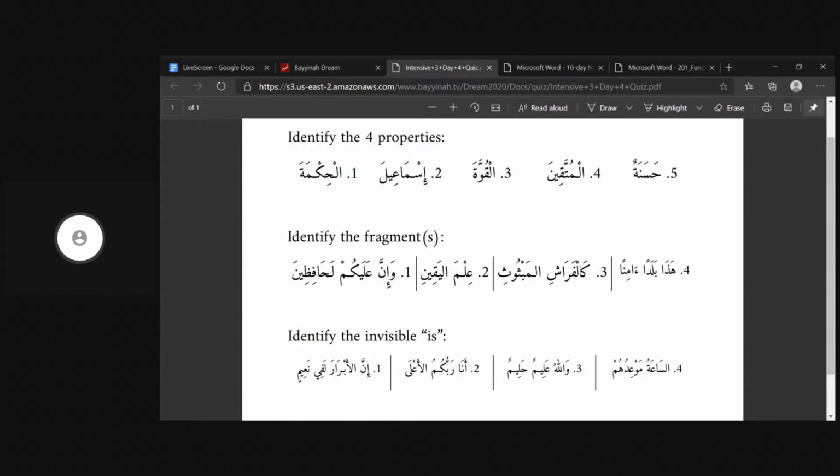So كاذب, كاذبا, كاذبان, كاذبين, كاذبون. That's a part of the word. That's not a harf jar. Ka. That's why كالفراش is jar, but كاذبين wasn't necessarily jar.